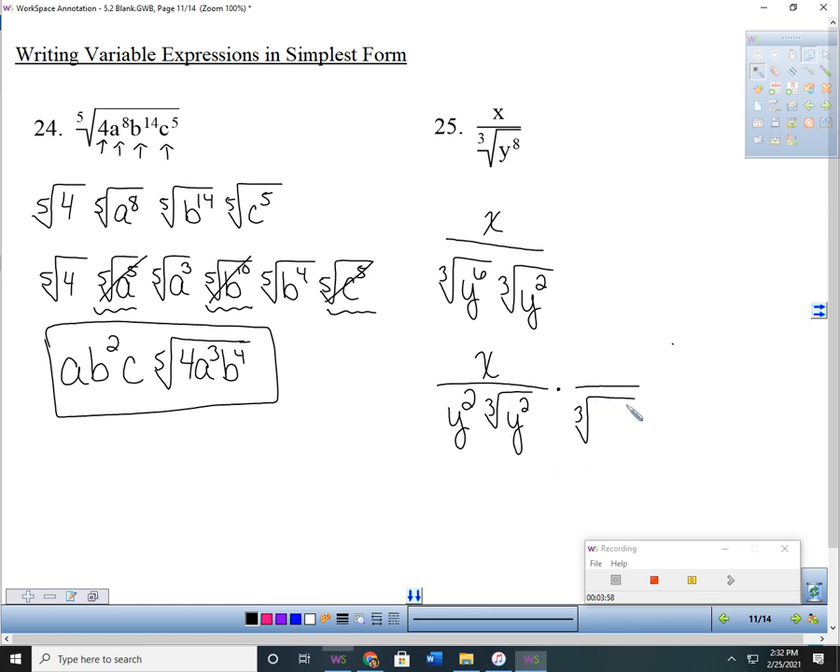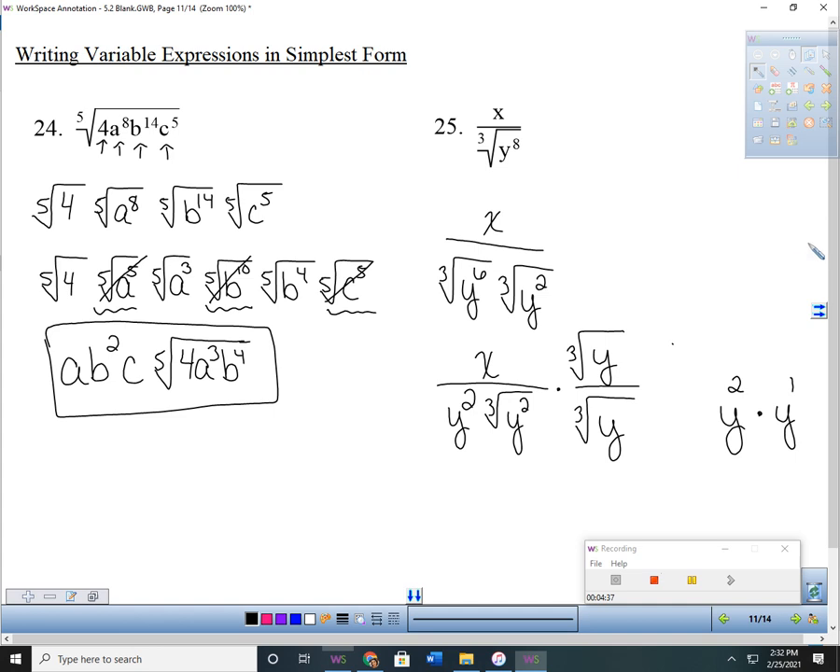Well, what do you know about when you multiply variables in a cube root? When I multiply variables, what do I do with their exponents? I add them. So if I want to get a perfect cube, what's the closest number to 2 that is a perfect cube? 3. So if I want this to become 3, that means that this exponent has to be a 1 because I'll add those together. So I'm going to multiply by the cubed root of y on top and bottom.